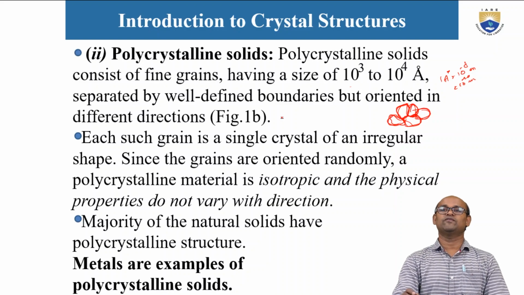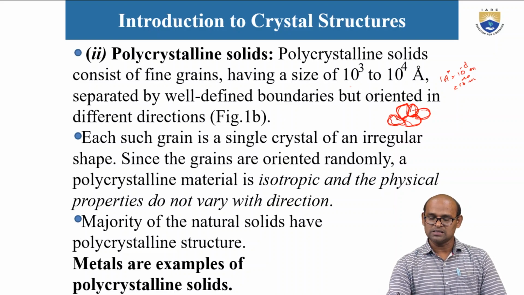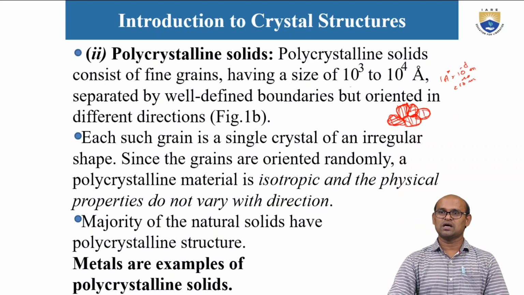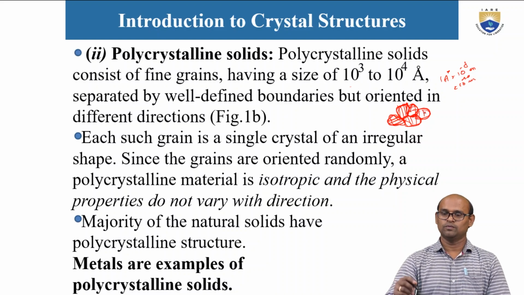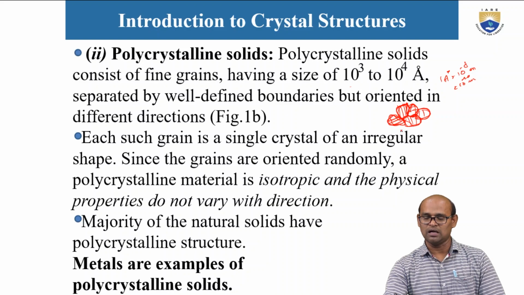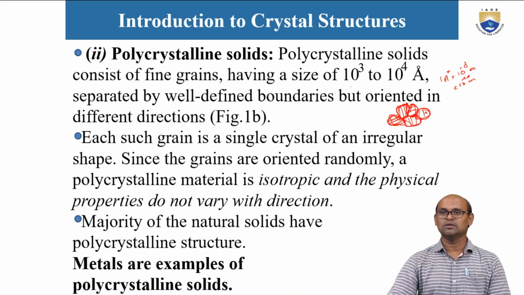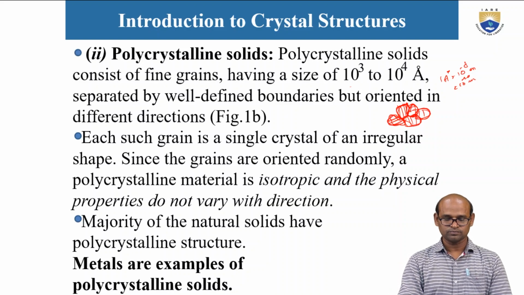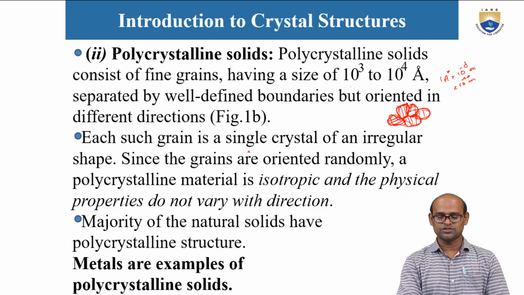How are we going to define the boundary between these grains? Because in each grain the atoms are arranged in a particular direction. That is why we are able to define the boundary between these fine grains. All these grains' atoms are not oriented in one particular direction. In each grain the atoms are oriented in a particular direction. So when you look at all the grains, in each grain there is a particular way of arrangement of these atoms. That is how we define these grain boundaries, right? So each such grain is a single crystal of an irregular shape.